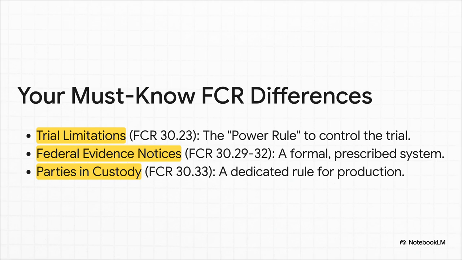First, the trial limitations under that power rule, FCR 30.23. You have to know that one. Second, the entire formal system for federal evidence notices, that's FCR 30.29 through 30.32. And third, that special, dedicated rule for getting parties in custody to court, FCR 30.33. If you can master those 3 areas, you have truly mastered the core differences we're talking about today.